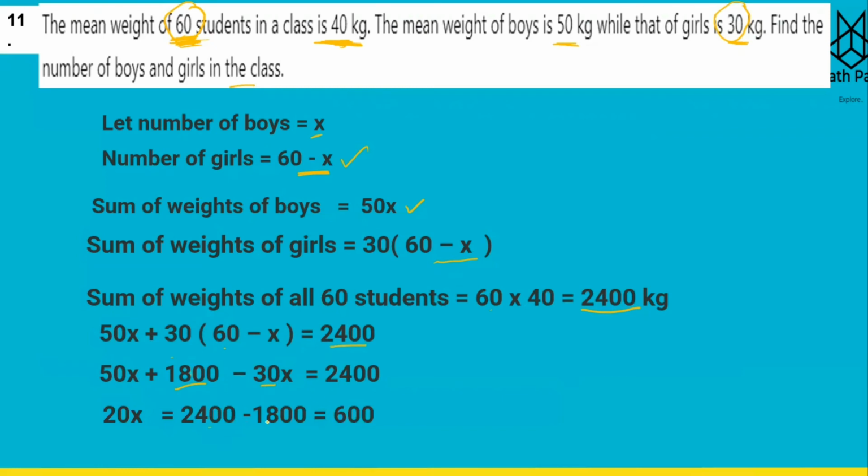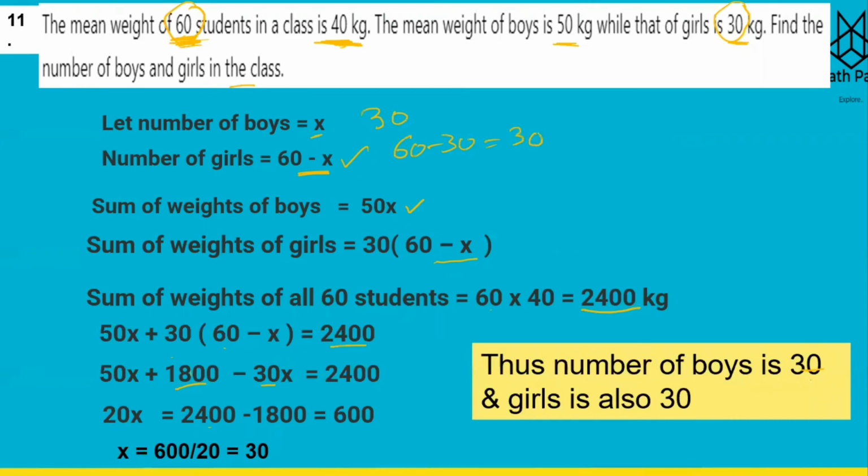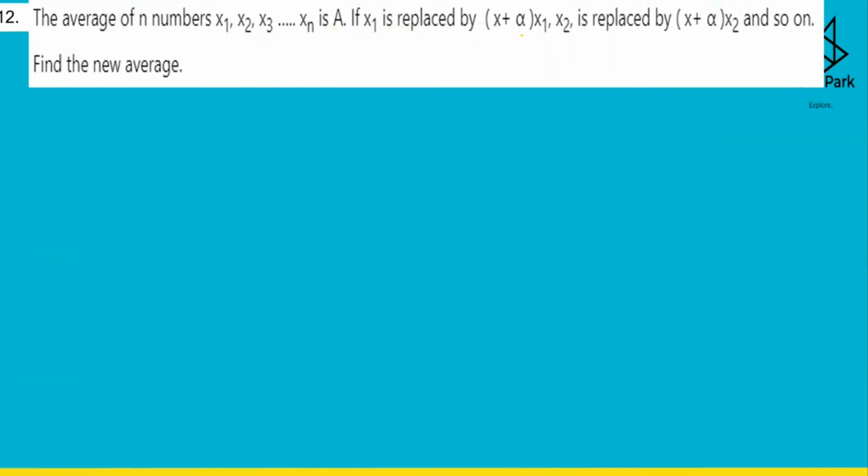So you get 2400 minus 1800, we get 600. So x is equal to 600 divided by 20, which is 30. So now we have got the boys as 30. So the girls is also going to be 60 minus 30, which is 30. So this is how we get the number of boys is 30 and girls is also 30. This one is replaced by this.